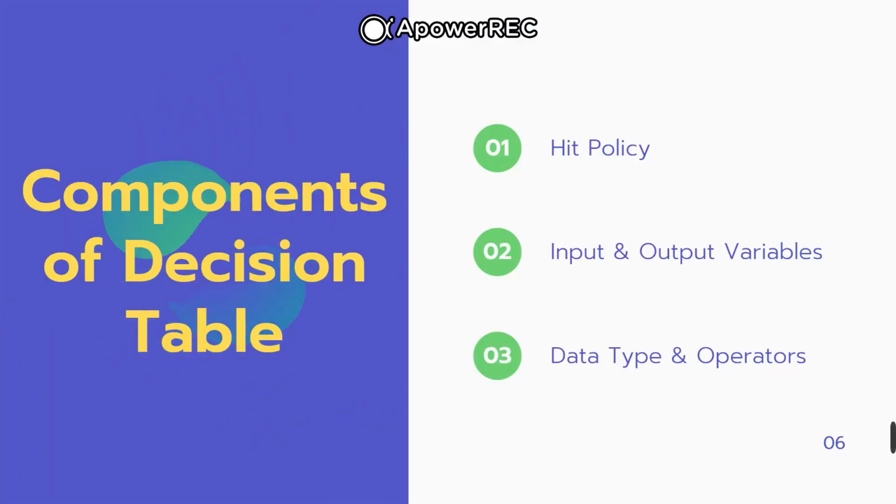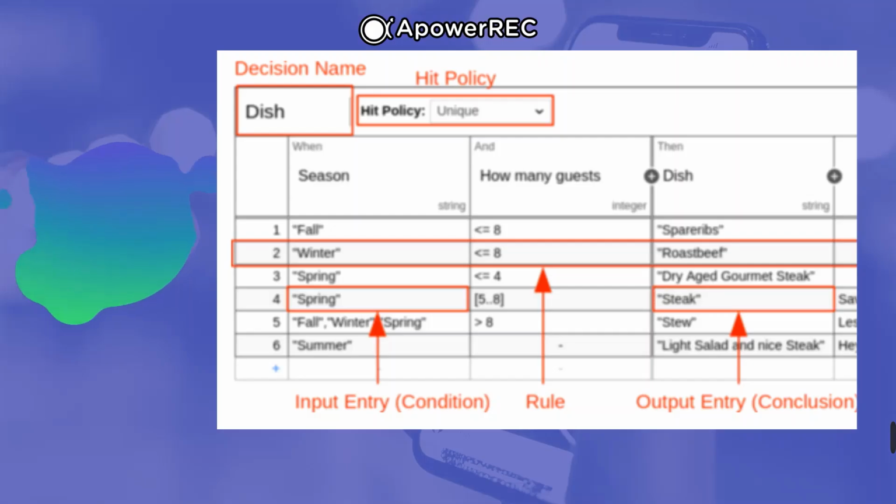Let's see what the various elements are that we can have in a decision table, or in a nutshell, how a decision table looks in Flowable. Mainly we can divide it into three parts. First, the hit policies which we are using. Second, input and output variables, their data types and associated operators.